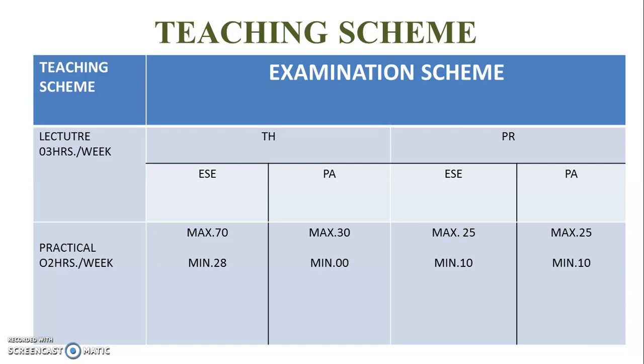Under PR, the practical head, it is again subdivided into two, end semester exam and progressive assessment. For the practical end semester exam, the external examiner will be appointed by MSBTE and he or she will take the external practical exam for 25 marks, and the minimum passing is 10 marks. Similarly, for practical progressive assessment, you have to prepare a journal, and the internal examiner will check your practical performance. The maximum marks allocated are 25 and the minimum passing marks are 10.